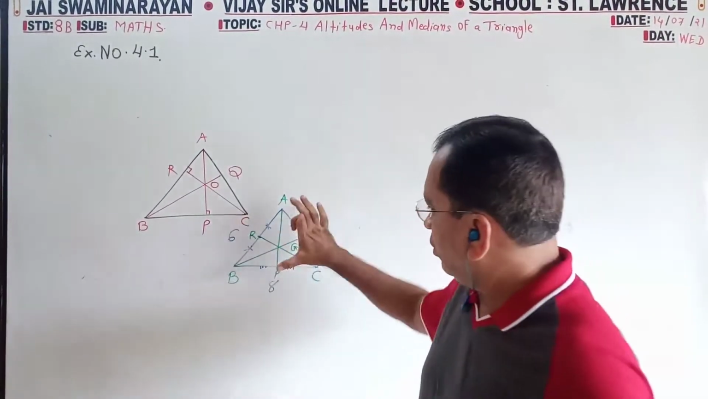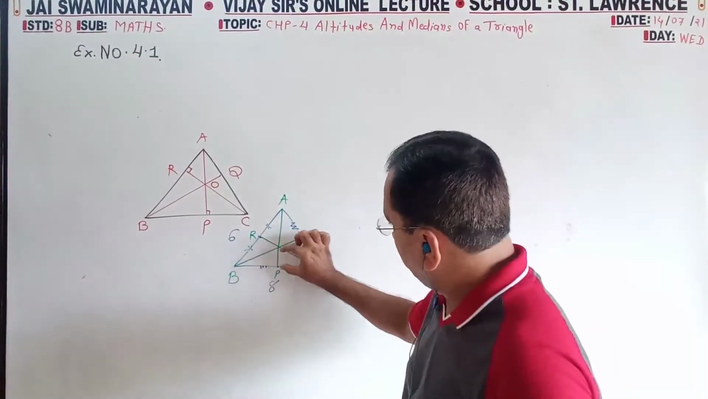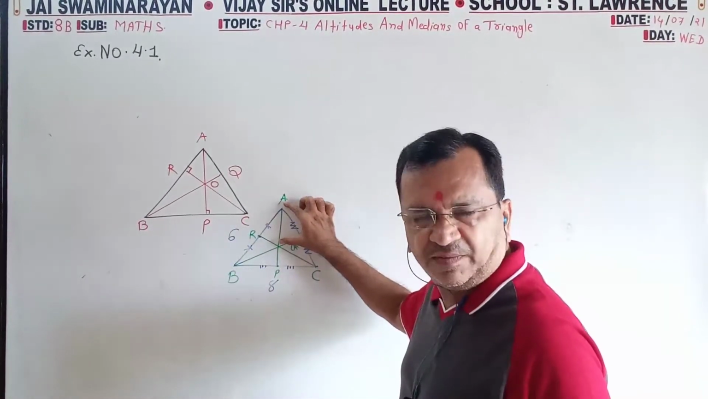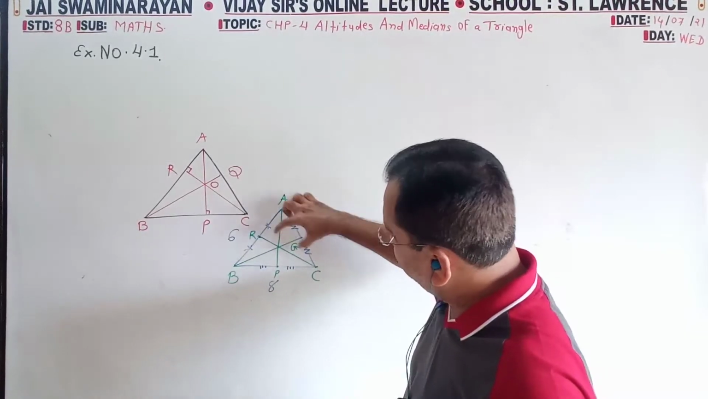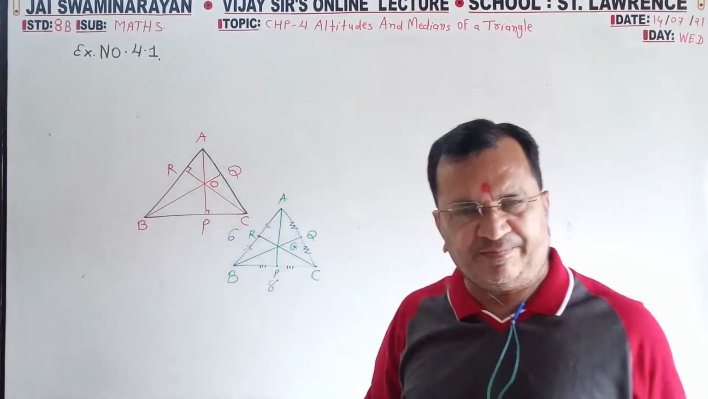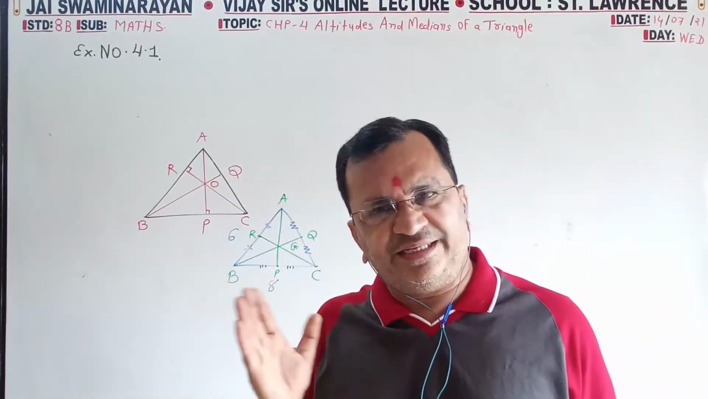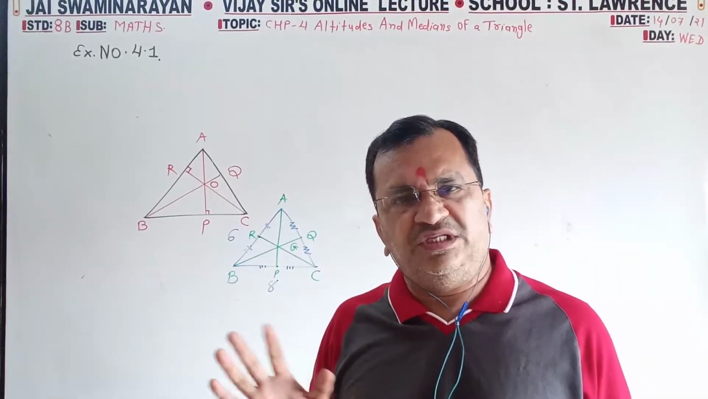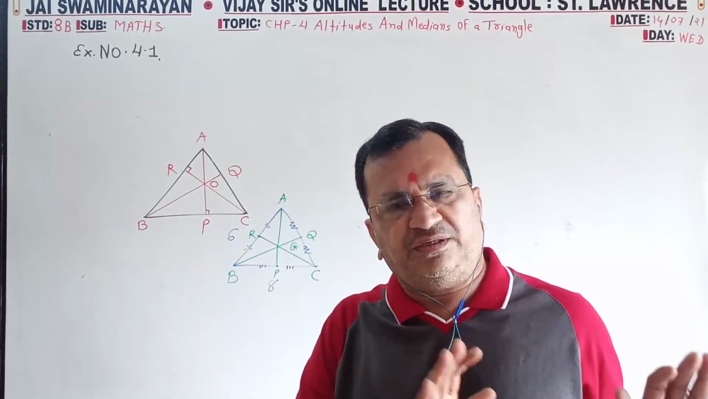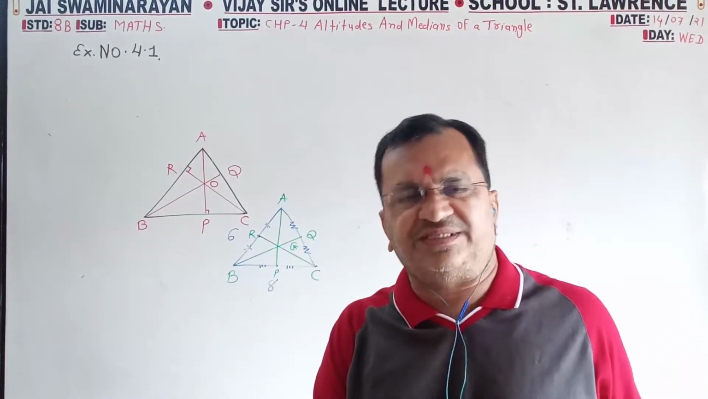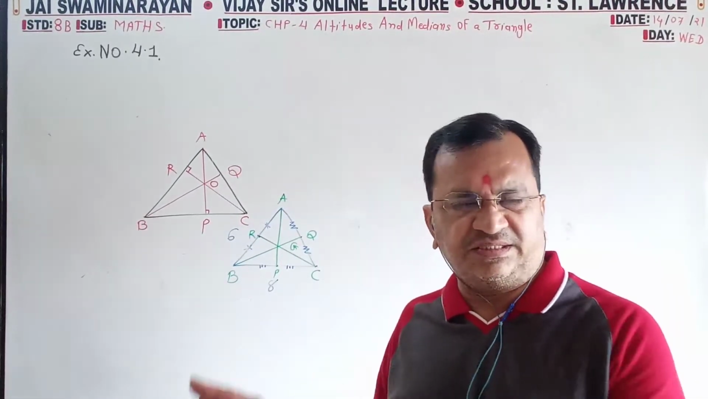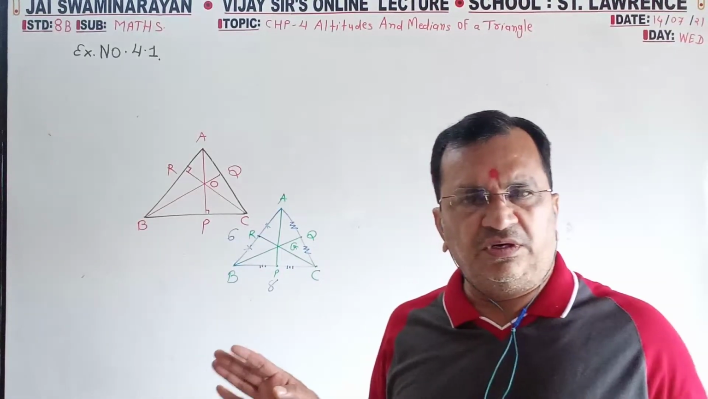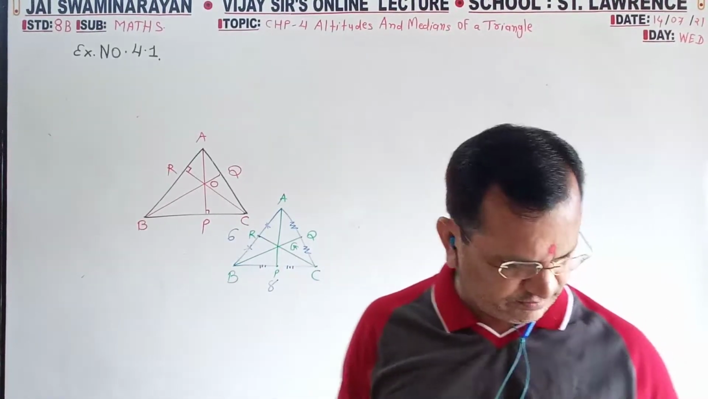G divides each median into 2 parts. The smaller part is half of the longer part, or the longer part is double the smaller part. Follow? Like that the distribution is there. So this is the base that I taught in the previous class. On this base, now we will try to complete 4.1.